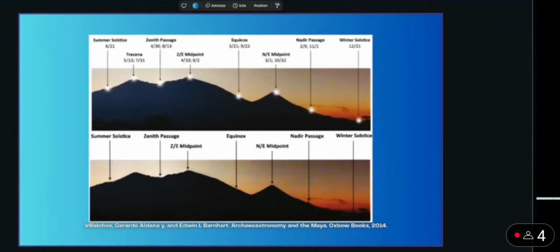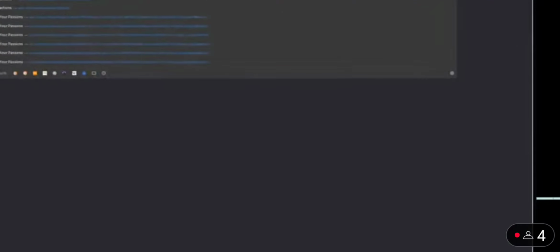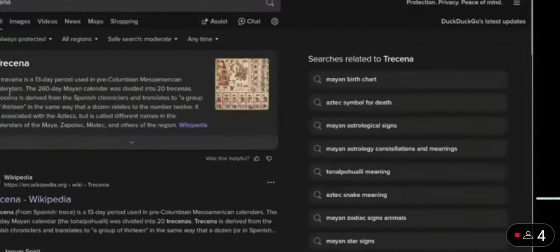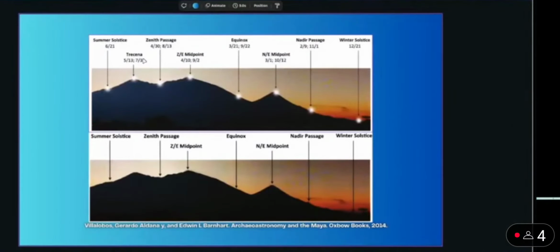What's a Trecena? Never met her. Year passage, Trecena, winter solstice. I don't know what a Trecena is. 513, 731. Well, let's look it up. A Trecena is a 13-day period using the Columbian Mesoamerican calendars, the 260-day Mayan calendar. Oh, that's right. There were some additional diagrams for this that showed how it related to the 260-day one.